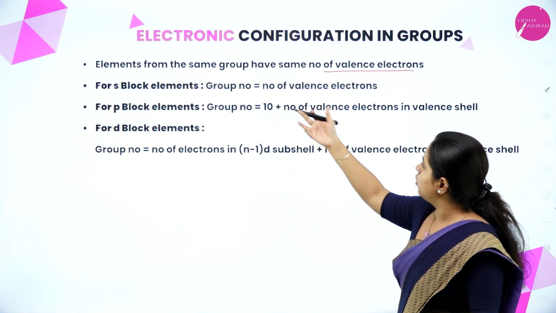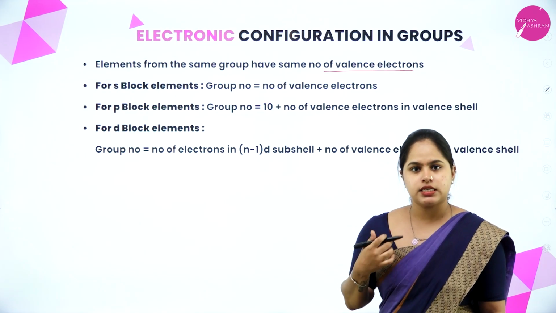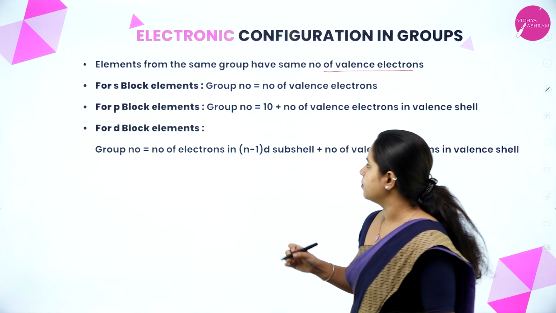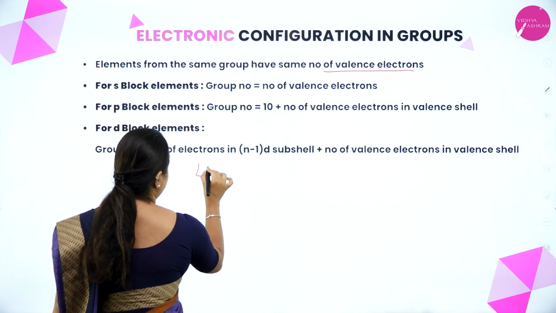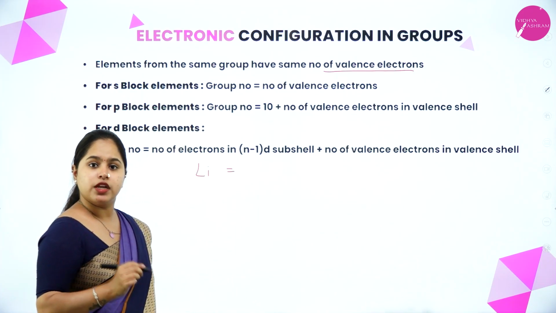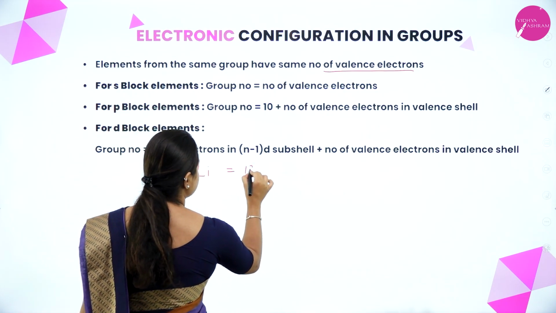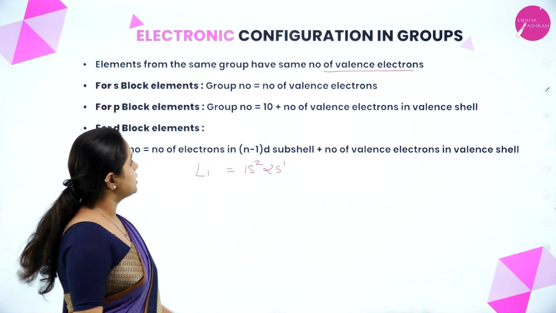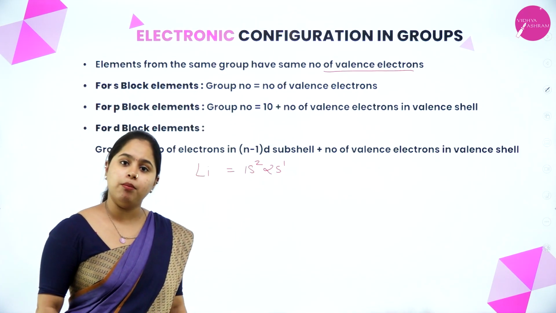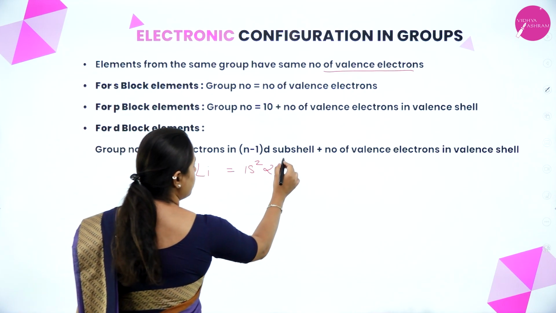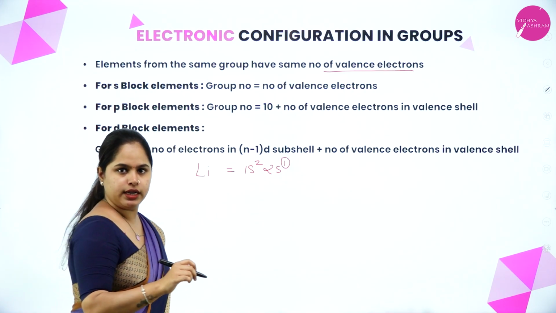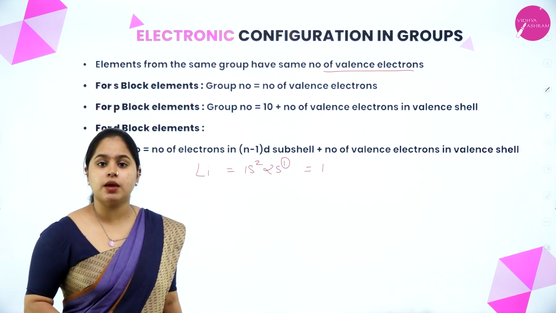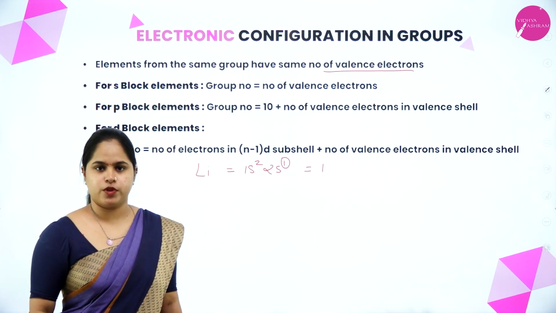Group number will be equal to the number of valence electrons. Let's take an example of lithium from the S-block elements. Lithium's atomic number is 3, so how can you represent it? 1s2, 2s1. The group number is equal to the number of valence electrons. What is the number of valence electrons here? It is 1. That means the group to which lithium belongs is group number 1.